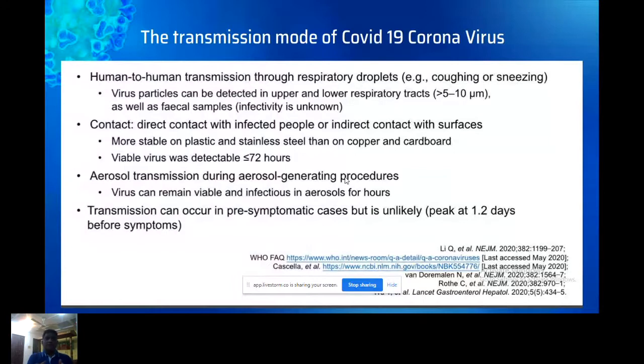And the third way, as I mentioned, is direct contact with surfaces. The virus is more stable on plastic and stainless steel than on copper and cardboard, and it may be detectable up to or more than 72 hours. In dental practice, the virus can remain viable and infectious in the aerosol for hours together. So our aim is to either do aerosol generating procedures less, or if we really do them, to take precautions. What are the precautions? I'm going to talk about this in detail in the subsequent slides.